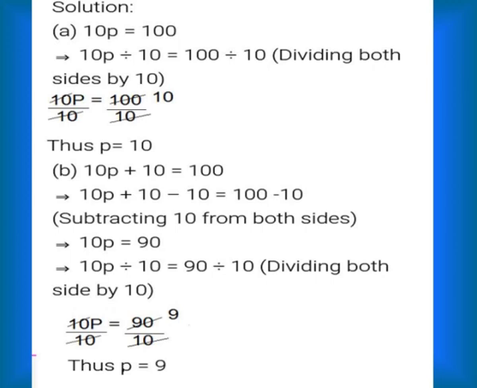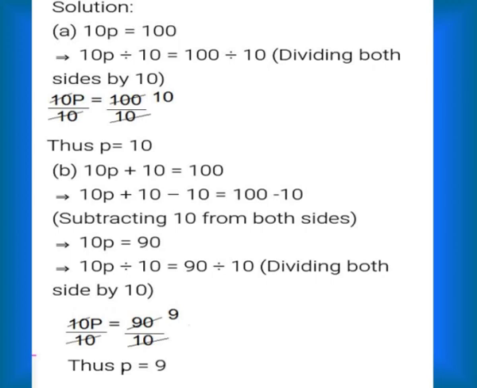Next, B subdivision, 10p plus 10 is equal to 100. So we have to solve the equation. For that, firstly we are subtracting 10 from both sides, so that it becomes 10p plus 10 minus 10, which is equal to 100 minus 10. In LHS, that is 10p plus 10 minus 10. That plus 10 and minus 10 will be getting cancelled and it becomes 10p. Our RHS is 100 minus 10, that is 90.